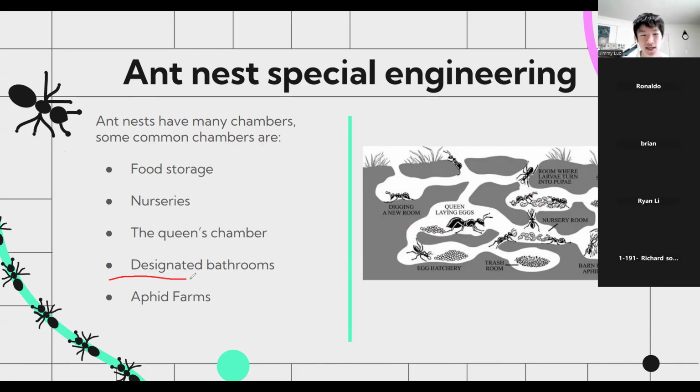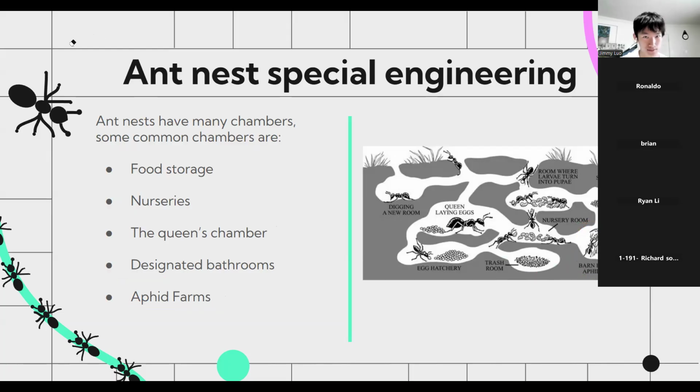And ants also have designated bathrooms, where ants go to use the bathroom, specifically the trash room. This is where ants place their trash. And ants also farm aphids. This is another unusual thing about ants: they actually farm. They're a lot like humans. They actually make farms. So these are rooms over here. If you look on the right, these are rooms for aphids.